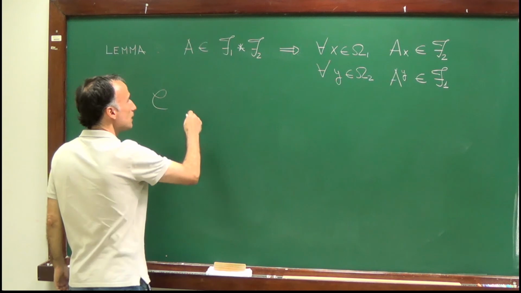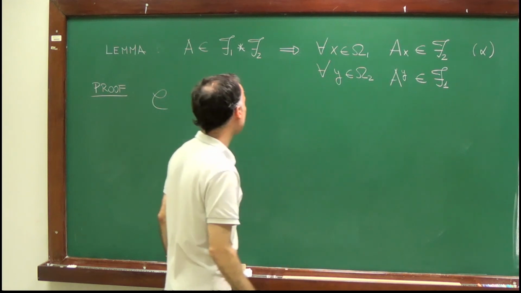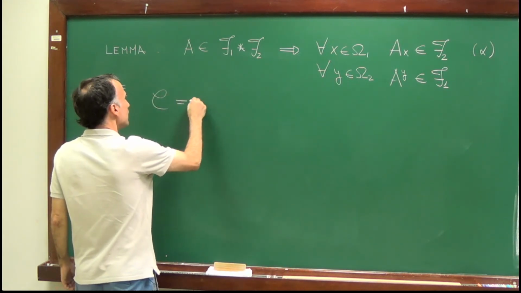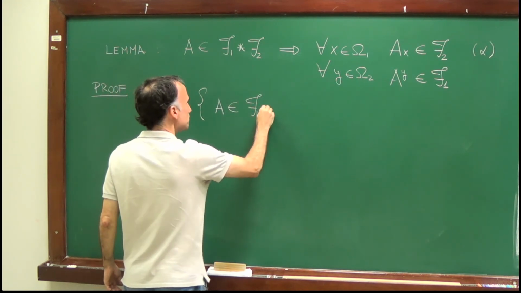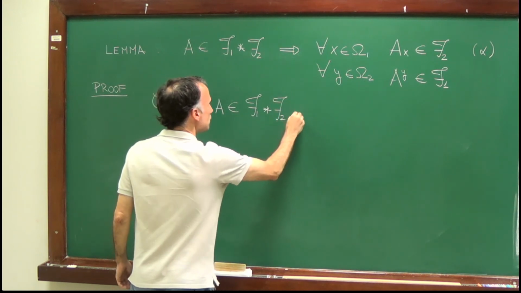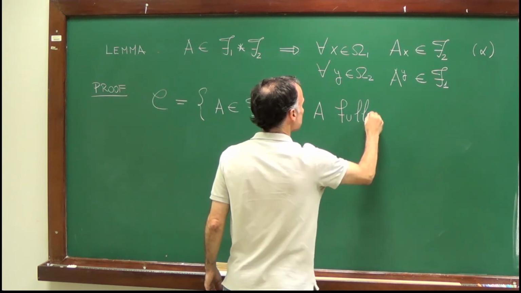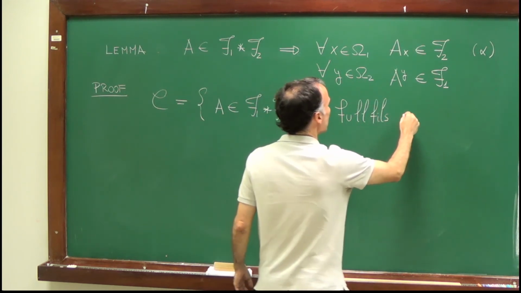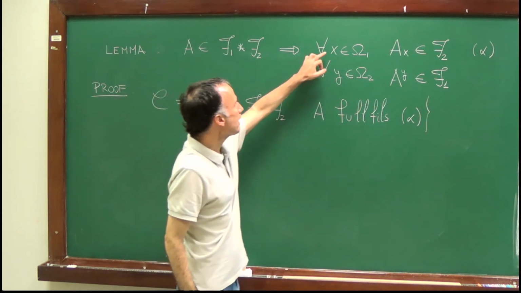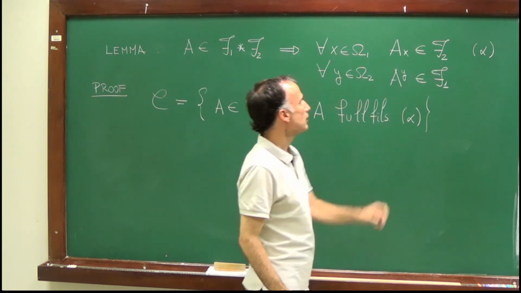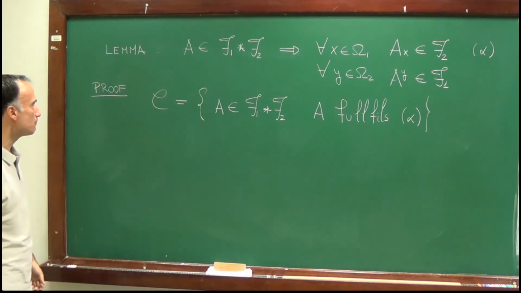So let me call this property alpha. I will prove alpha. Let me call C all sets A in the product sigma algebra such that A fulfills alpha, which means that for any x in omega 1, Ax belongs to F2. So this is the definition of the set C.